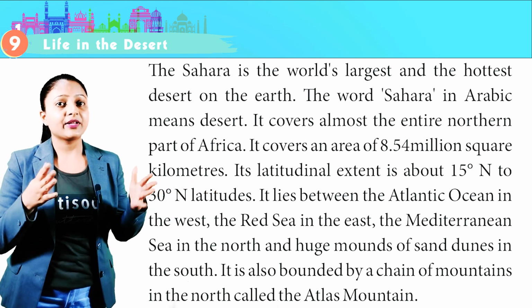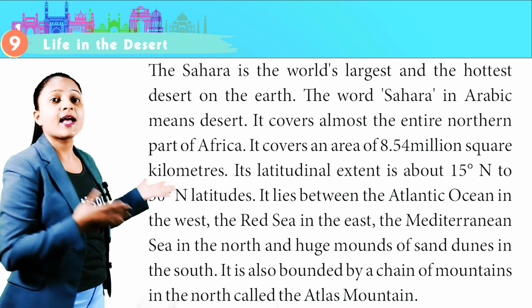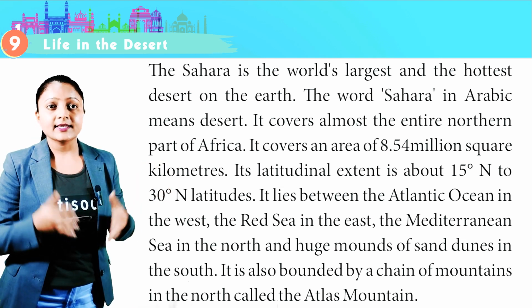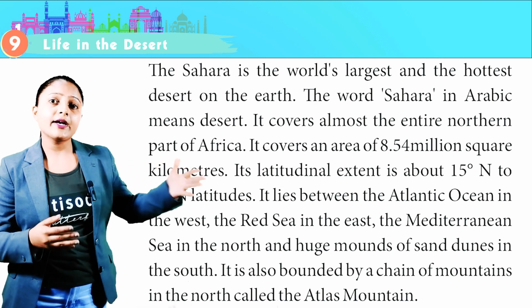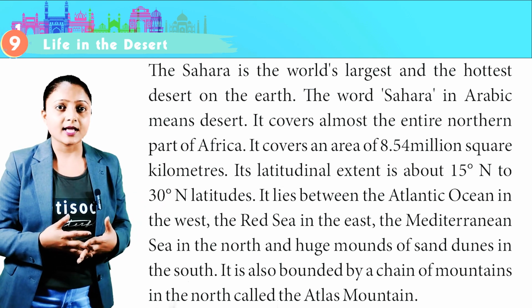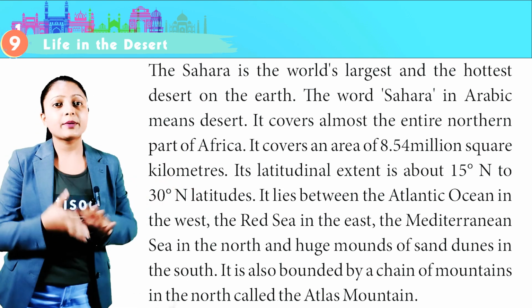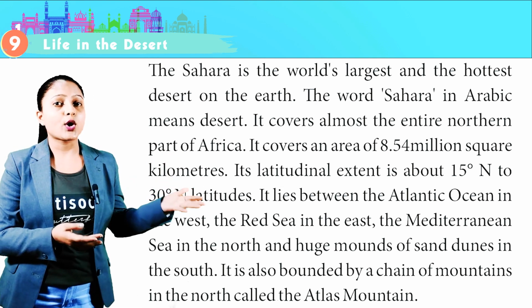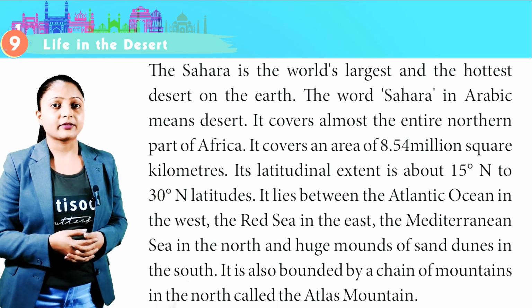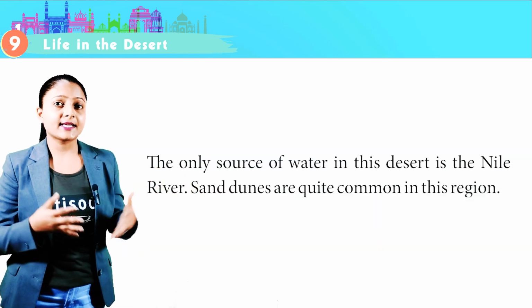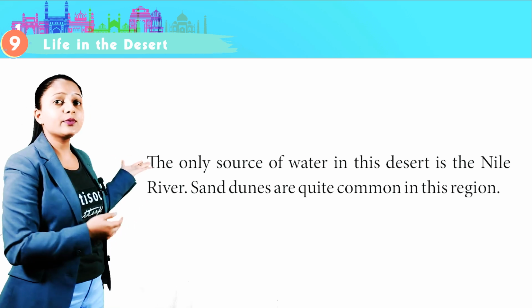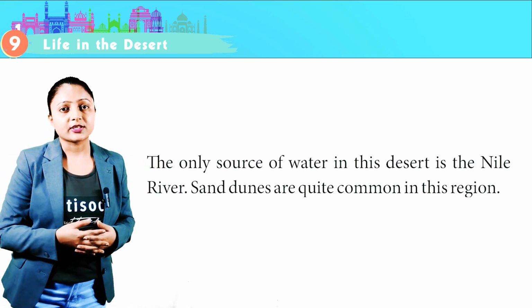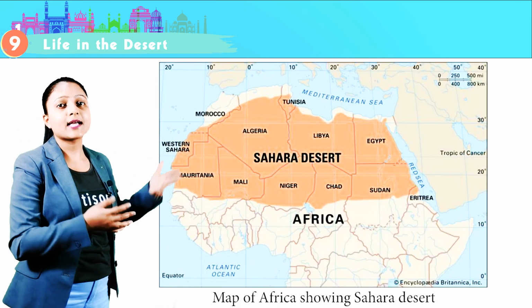Its latitudinal extent is about 15 degree north to 30 degree north latitude. It lies between the Atlantic Ocean in the west and the Red Sea in the east, the Mediterranean Sea in the north, and huge mounds of sand dunes in the south. It is also bounded by a chain of mountains in the north called the Atlas Mountain. The only source of water in this desert is the Nile River. Sand dunes are quite common in this region. Map of Africa showing Sahara Desert.